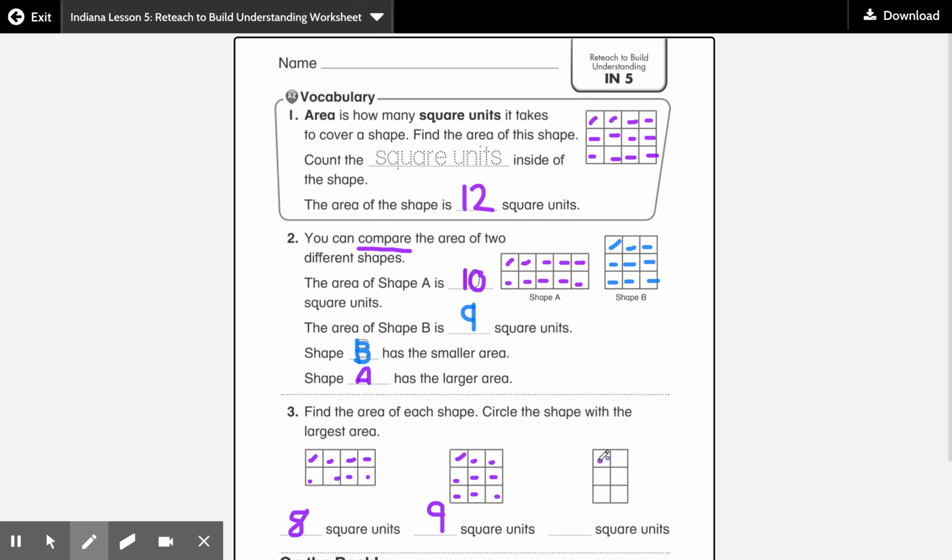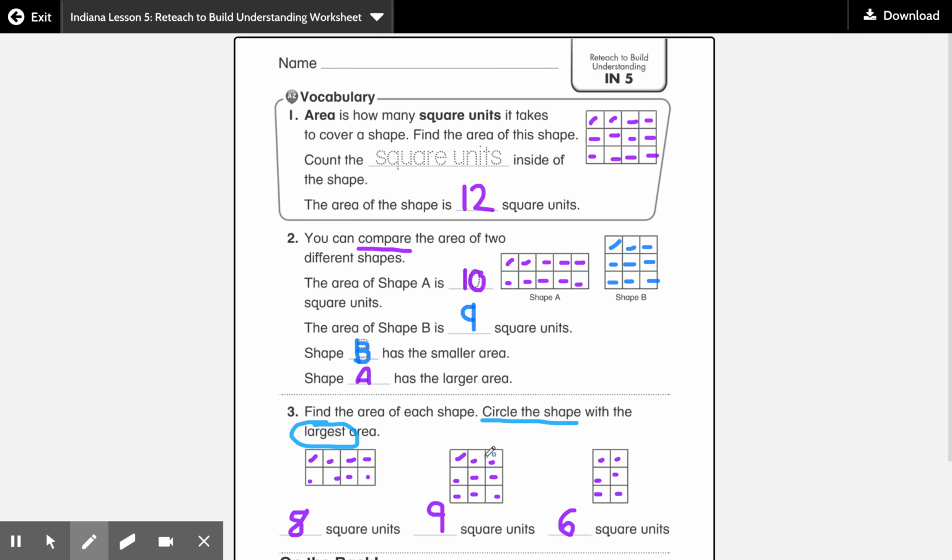And our last one, 1, 2, 3, 4, 5, 6 square units. So our second step to this problem says to circle the shape. So we're going to circle the shape with the largest area.